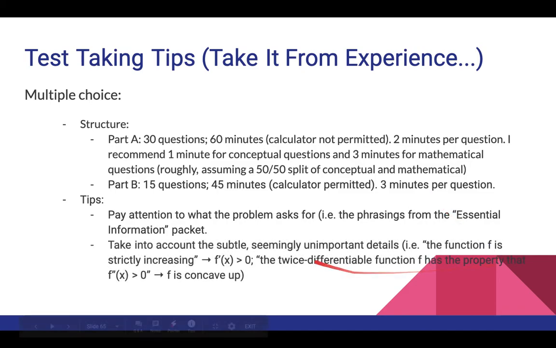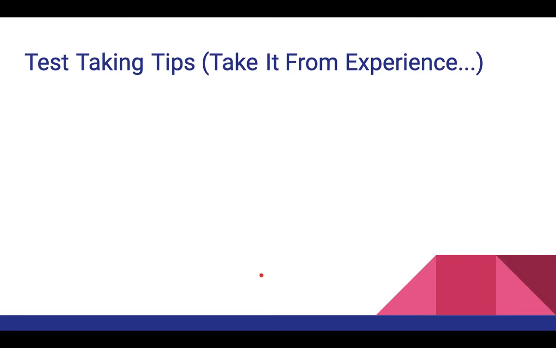Take into account the subtle, seemingly unimportant details, i.e. the function f is strictly increasing, okay? f prime of x is greater than 0, okay? If the problem says a twice differentiable function f has a property that f double prime of x is greater than 0, that's telling you f is concave up, which will be used at some point in the problem. So please make sure you pay attention to the subtle details.